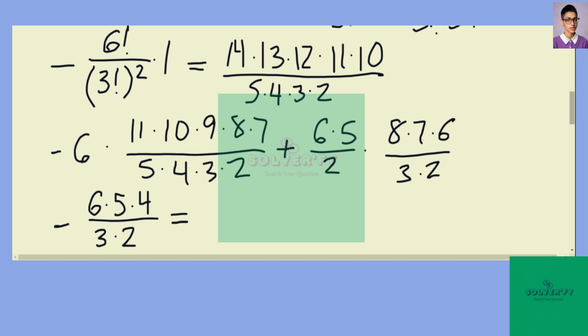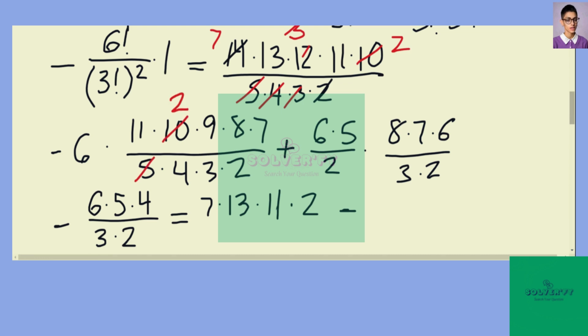We can cancel out 14 to get 7, the 4 and the 12 get canceled out, get 3, the 5 and the 10 get canceled out to get 2, so this becomes 7 times 13 times 3, the 3 and the 3 will cancel out, so it's 7 times 13 times 11 times 2, minus, and here we have that 5 and 10 will cancel out to give us 2, and the 4 and the 8 cancel out to give 2.